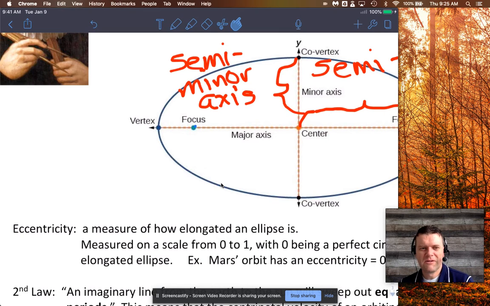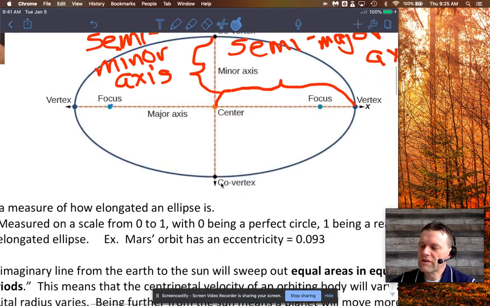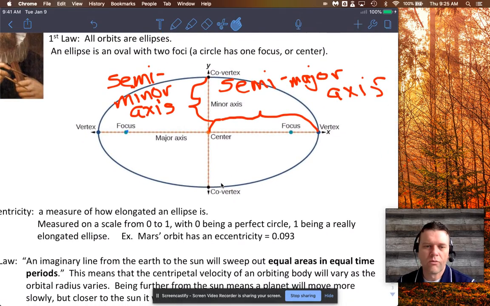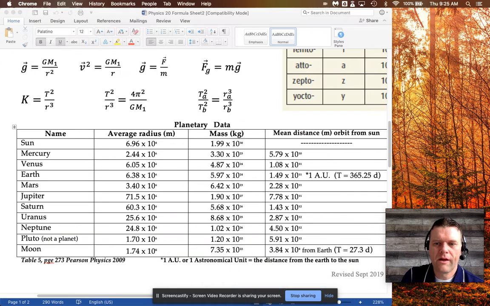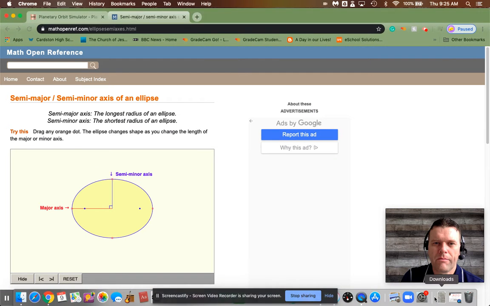The root word for eccentricity is eccentric. If you know someone who's eccentric, it means they're weird or they're odd. So eccentricity is really a measure of how odd this circle is. It's measured on a scale from 0 to 1, 0 being a perfect circle and 1 being a really elongated ellipse. So here actually what I'll do is I'll pull this up here so you can see this.